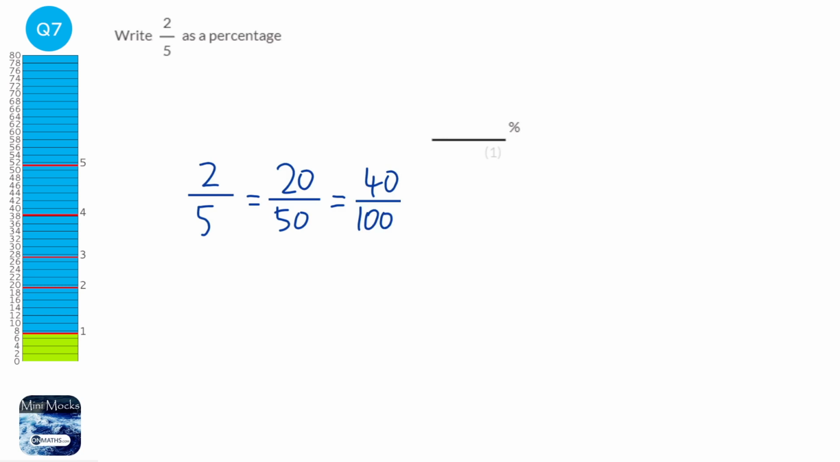Now, when you have 40 over 100, percent just means per 100. So it's 40 per 100, or 40%.